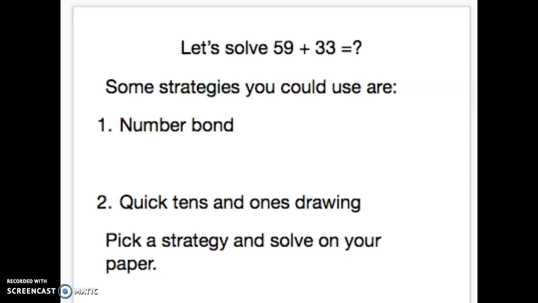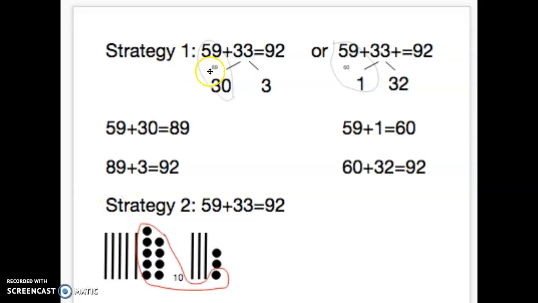Let's try 59 plus 33. Use a number bond or quick tens and ones drawing to work this problem out. 59 plus 33. Here I broke apart 33 into 30 and 3. 59 plus 30 equals 89. 89 plus 3 equals 92. Or I could get to the next 10 by breaking apart 33 into 1 and 32. 59 plus 1 equals 60, and then 60 plus 32 equals 92.